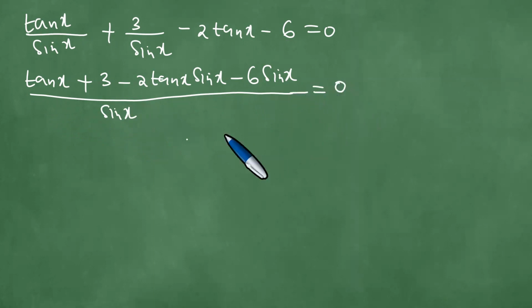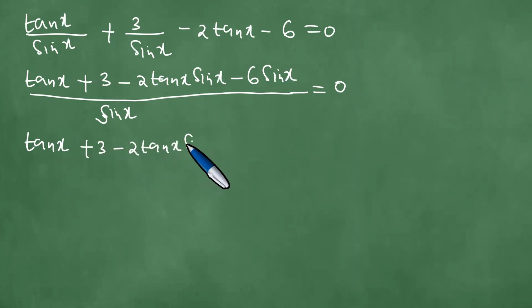So what have we done here? What we did here was just to take the lowest common denominator, and this is what we got. Right, upon further cross multiplication, what do we achieve? So we have tan x plus 3 minus 2 tan x sin x minus 6 sin x equals 0.